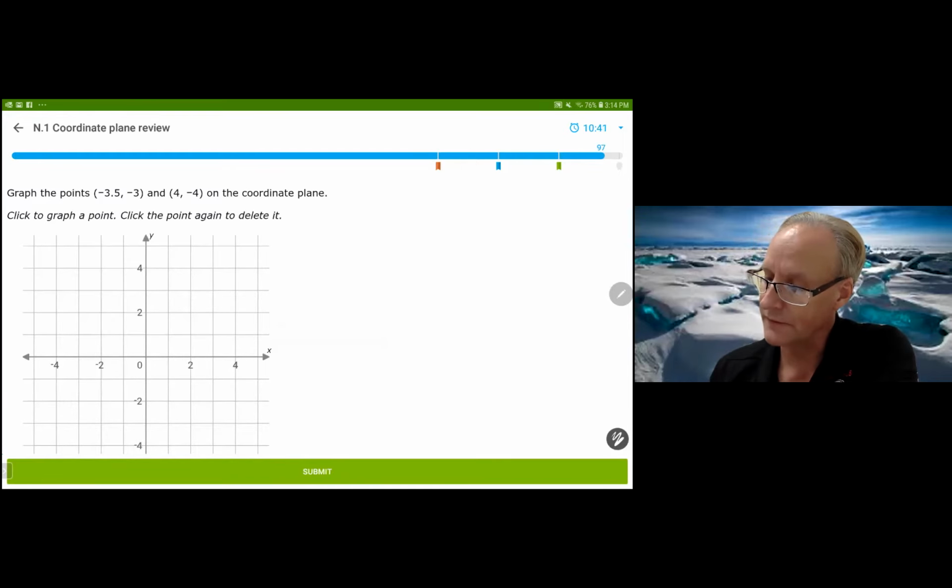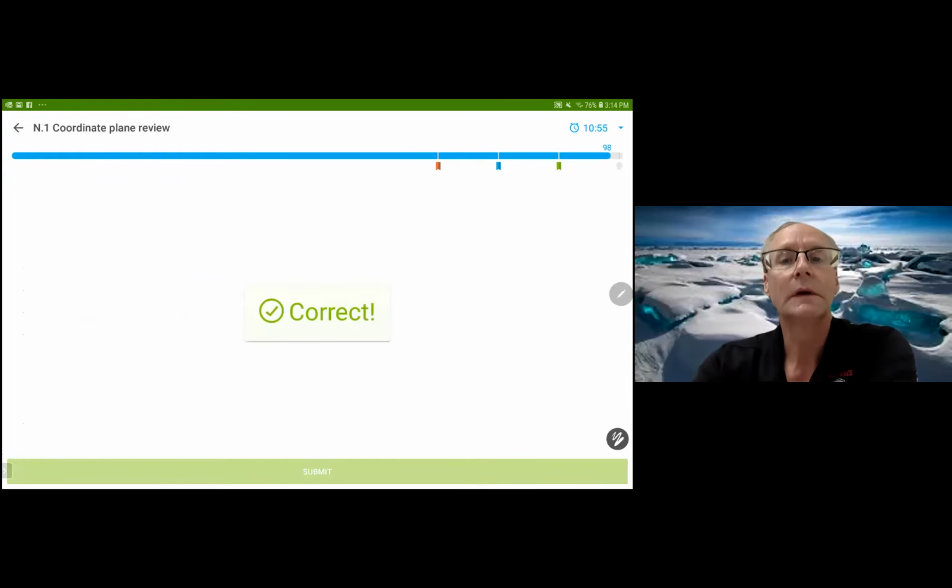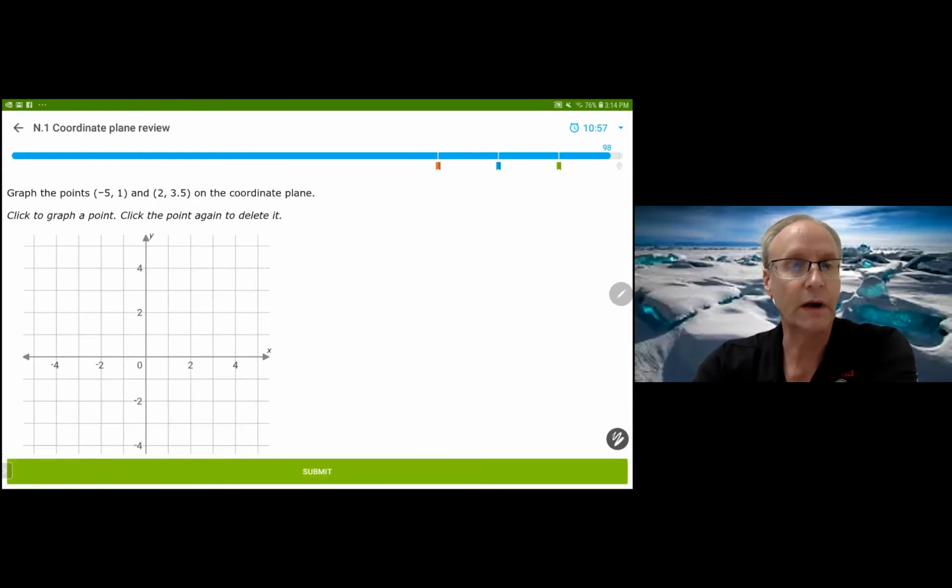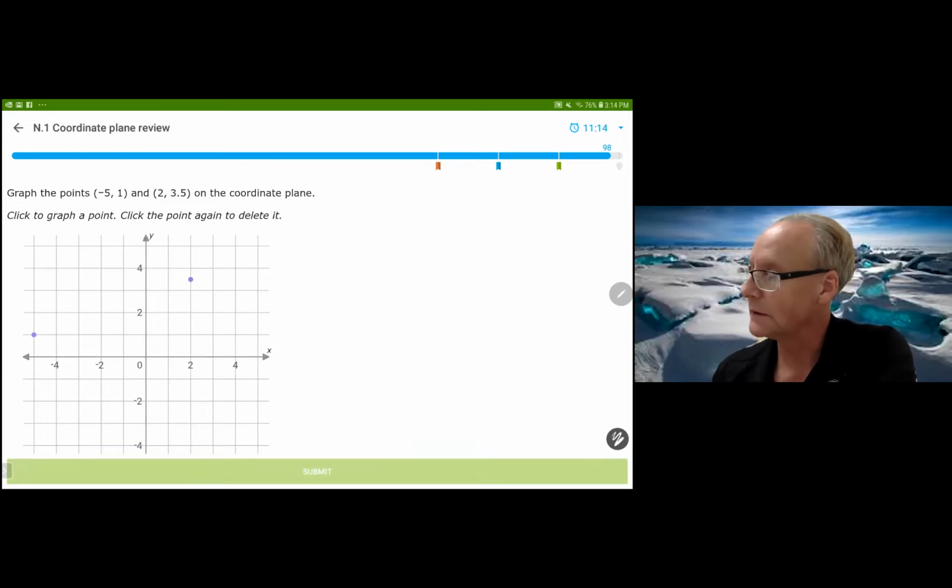-3.5 is between the -3 and the -4, and then down 3 for the y value. And then we want +4, -4, which is right there. Coordinate plane, yeah. And it looks like we probably just have one more to go. -5, 1 is -5 on the x-axis and 1 on the y. And then we have 2 on the x-axis and 3.5 for the y, which is right there. And it looks like we might be done.